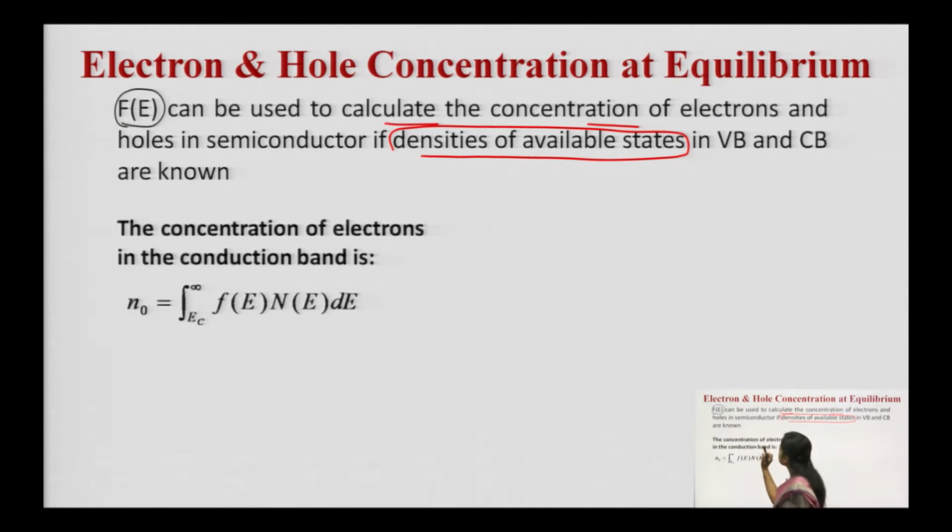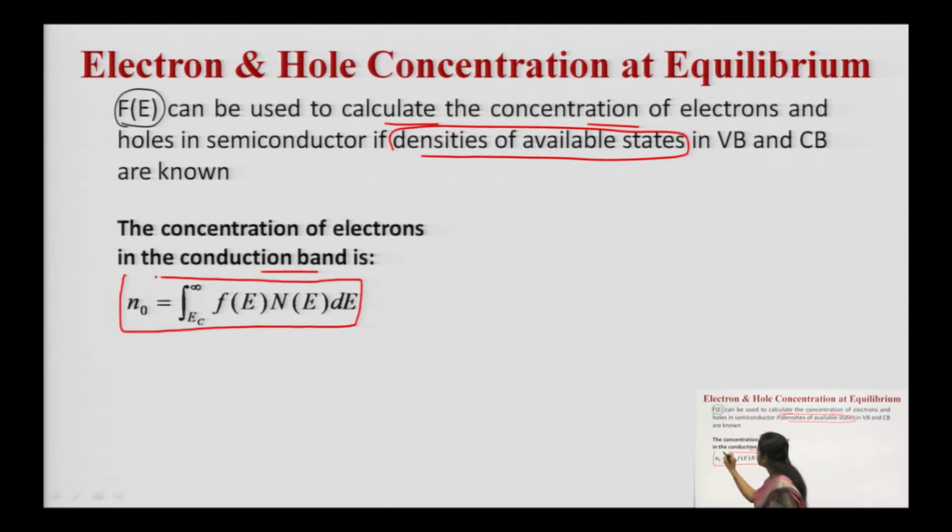Now, the concentration of electrons in the conduction band, how can it be represented? The concentration of electrons in the conduction band is represented by this particular formula. This is n naught, which defines the concentration of the electrons, and you can see the integration is from EC to infinity. Why is it being taken? When you plot the curve, if this is the valence band, the conduction band starts from this level and goes upward. That is why when you apply the integral and put the limits, you start from EC and go to infinity.